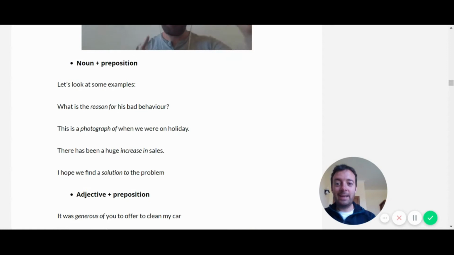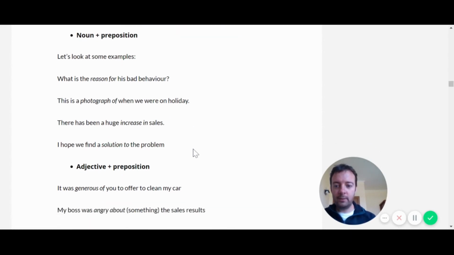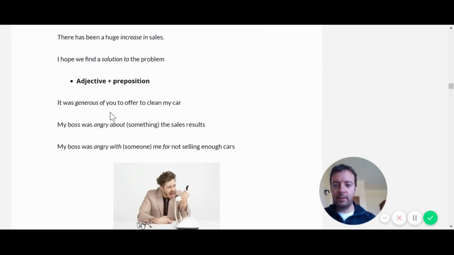We also have nouns and prepositions. Okay, what is the reason for? Okay, we always use this preposition with reason. Solution to. I need a solution to my English homework. Okay, and then you also have an adjective and preposition. My boss was angry about, or my boss was angry with. My boss was angry with me. Okay, we always use angry with when it's a person.